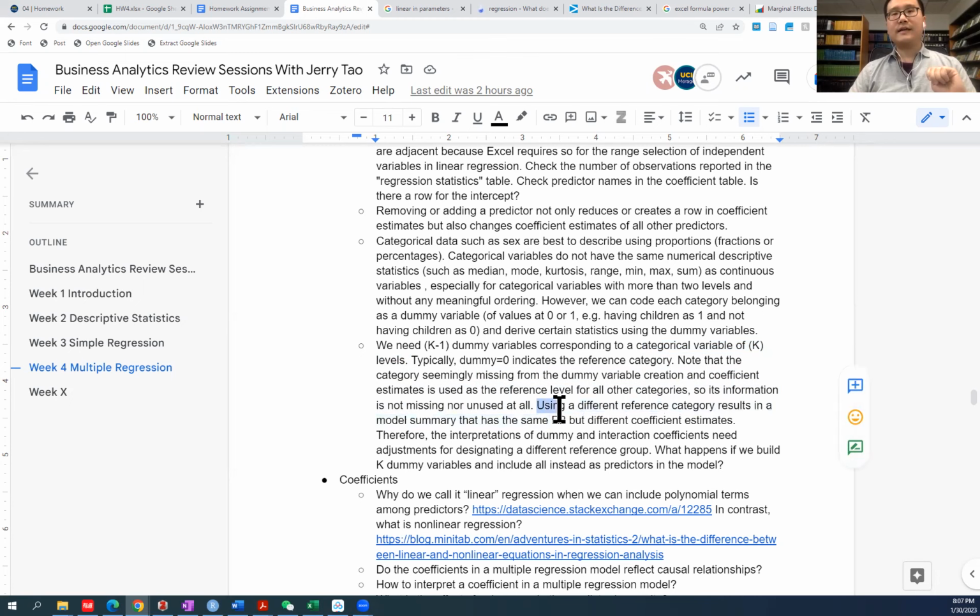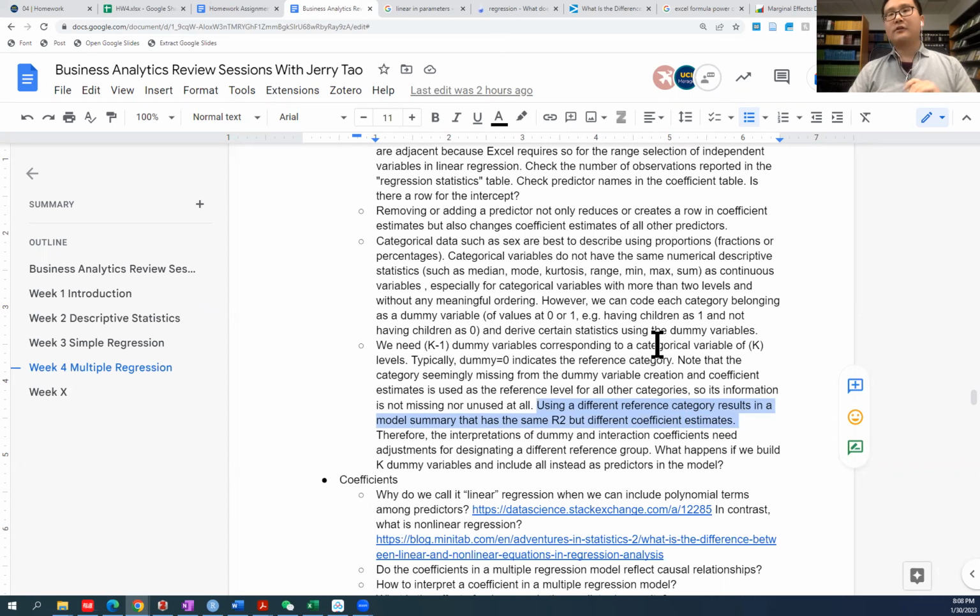Using a different reference category results in a model summary that has the same R² but different coefficient estimates. This means that the choice of a reference category is arbitrary. You could use any of the categorical variable's levels as the reference group.